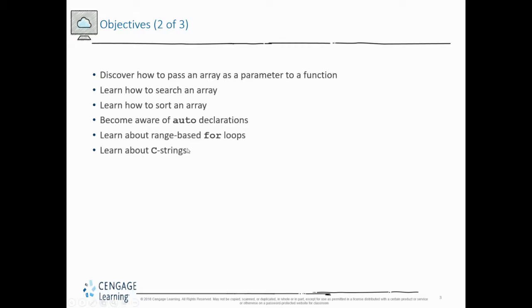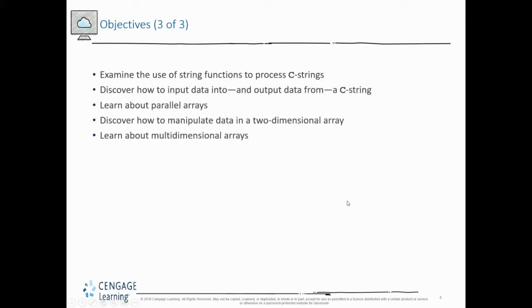Now I may, based on one of the programming exercises that I mentioned, 8.4, I think I said. All right, so examine the use of string functions to process C strings. Again, C stands for character strings. Discover how to input data into and output data from a C string. Learn about parallel arrays. Parallel arrays you're dealing with when you have two different columns of data. It's really called like table data.